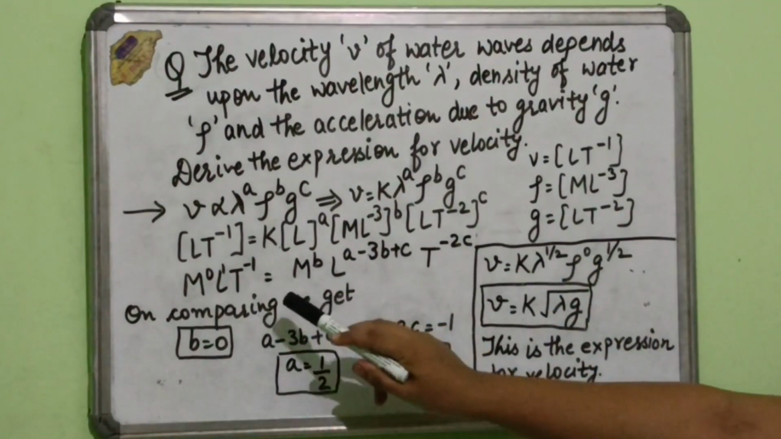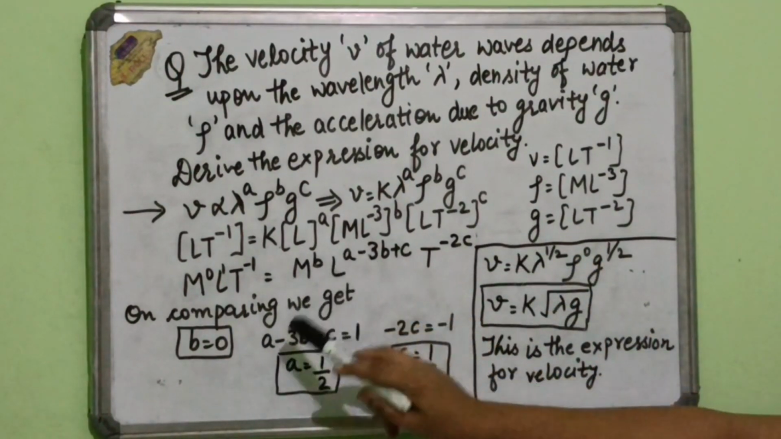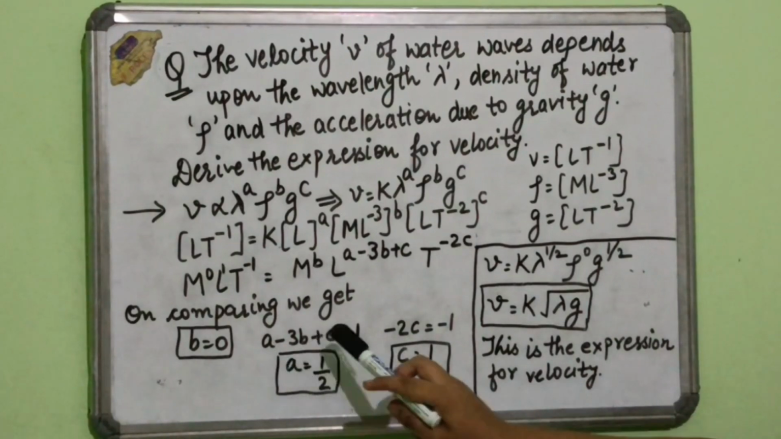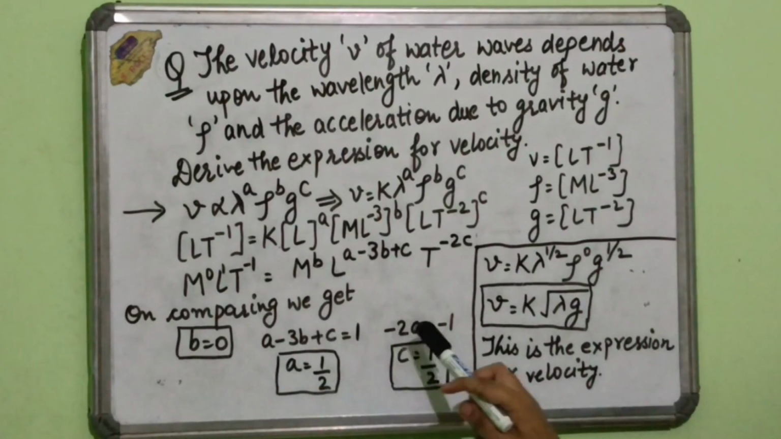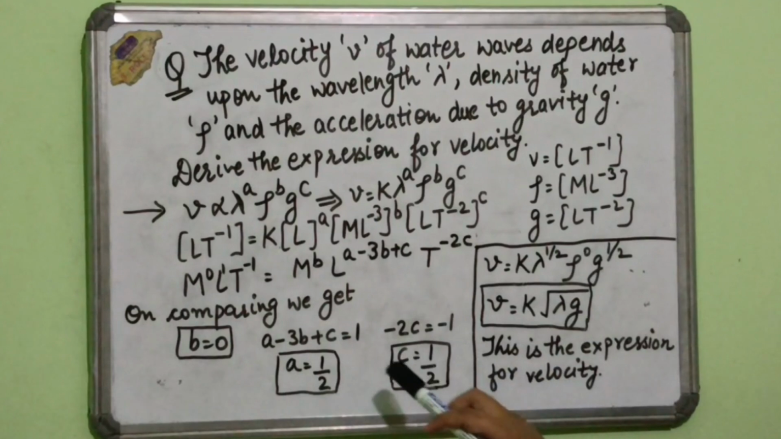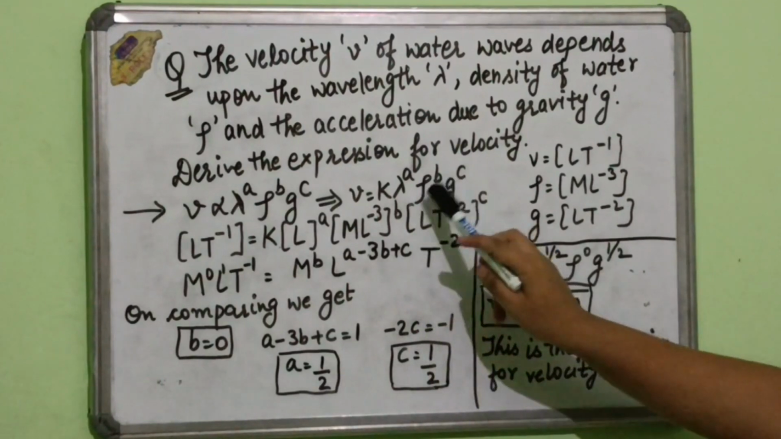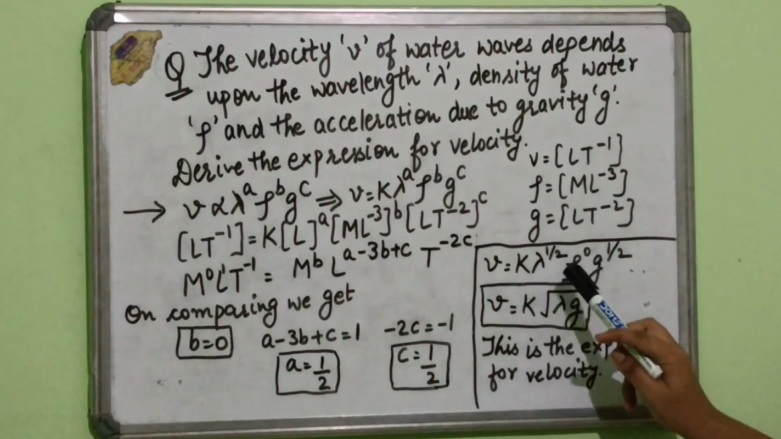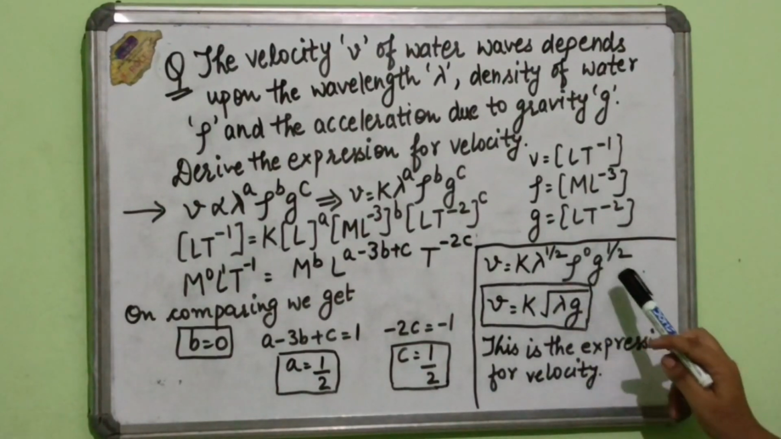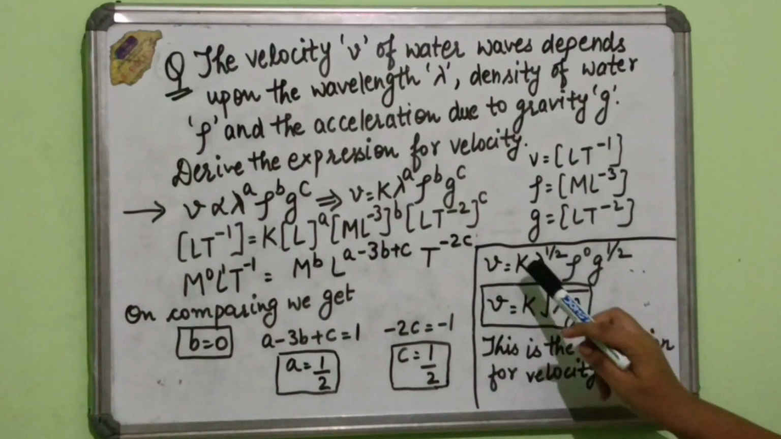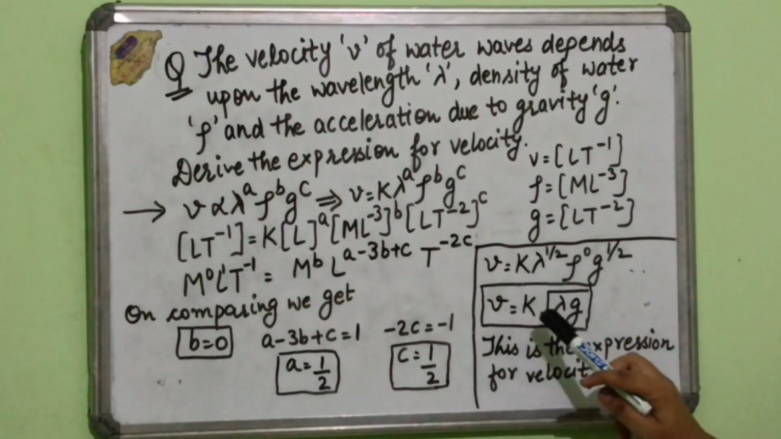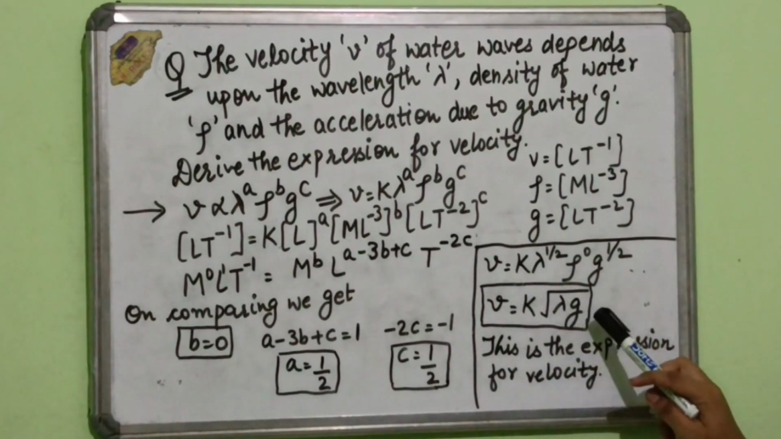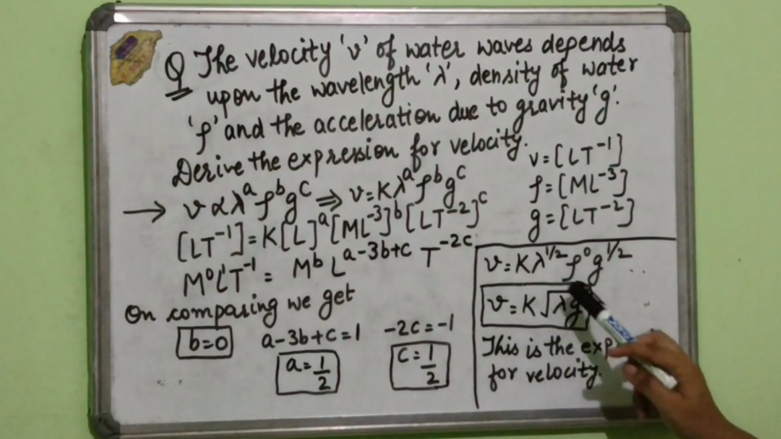On comparing the powers of M, L and T on both sides, we get b = 0, a - 3b + c = 1, and -2c = -1. On solving we get b = 0, a = 1/2, c = 1/2. If we put the values of a, b and c here, we can write the equation as v = k lambda^(1/2) rho^0 g^(1/2). We can write the above expression as v = k under root lambda g, where k is dimensionless.